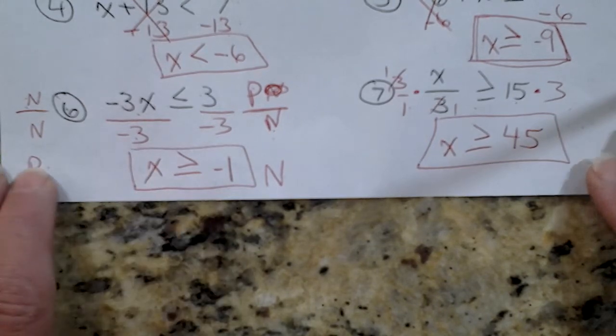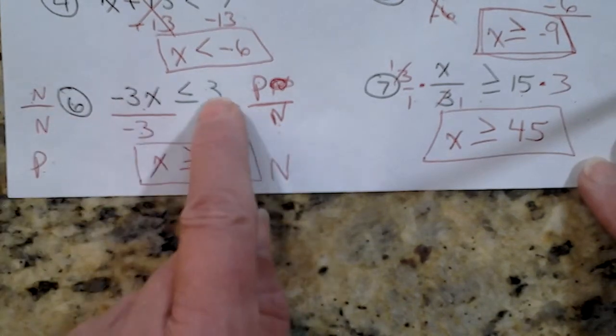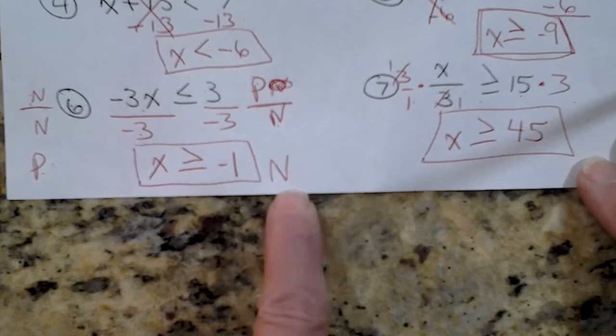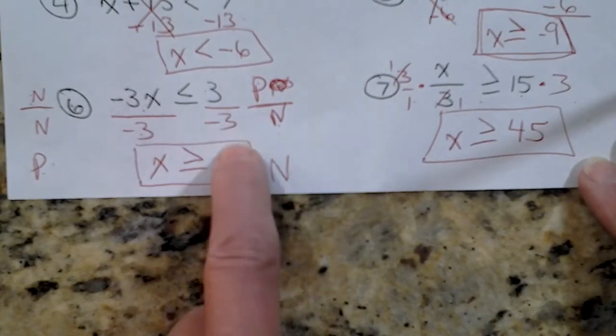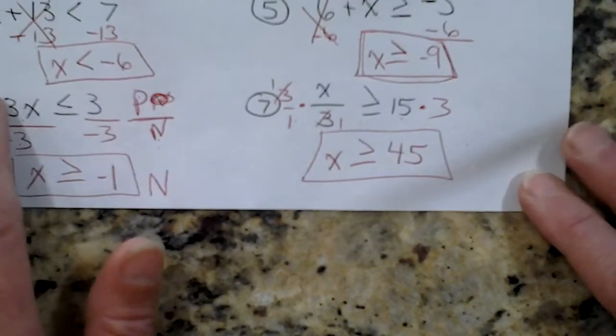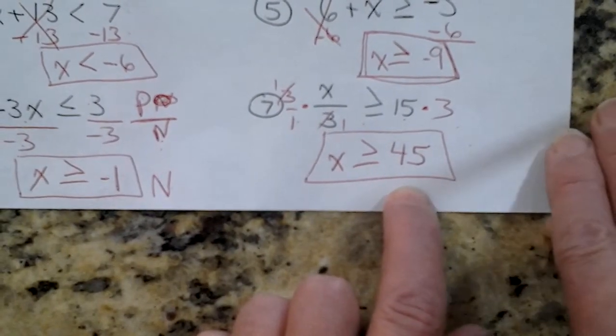And that's been another confusion of my students. So, and remember, I have a positive here. I'm going to divide by negative. Positive divided by negative gives you a negative answer. 3 divided by 3 is 1, so that's -1. Alrighty, and then number 7, x is greater than or equal to 45 is your answer.